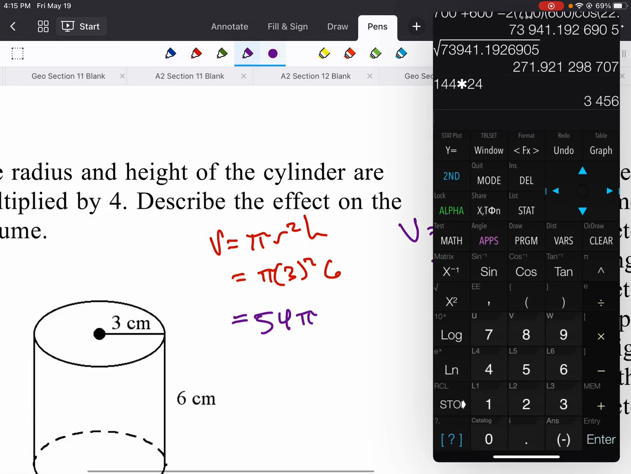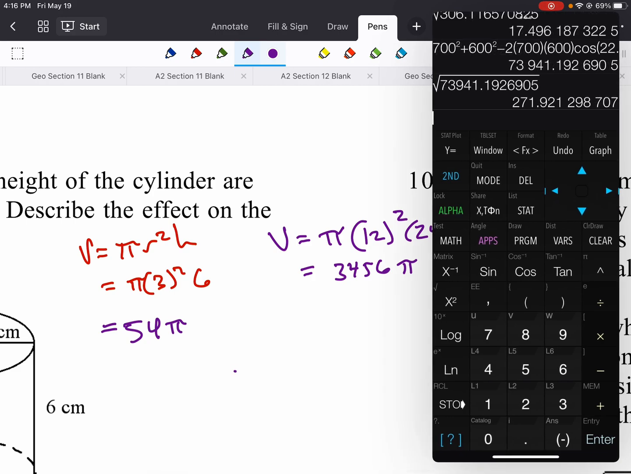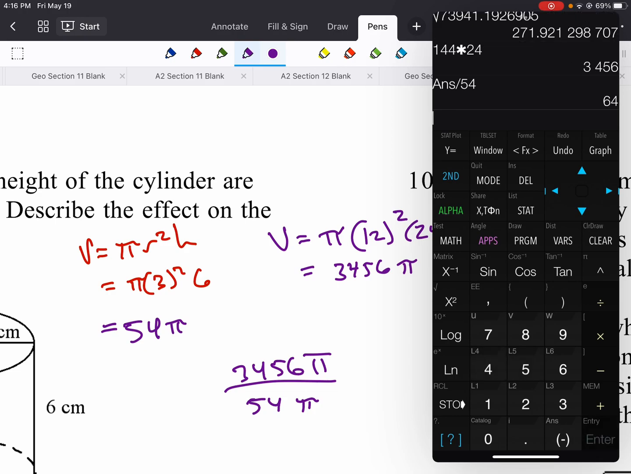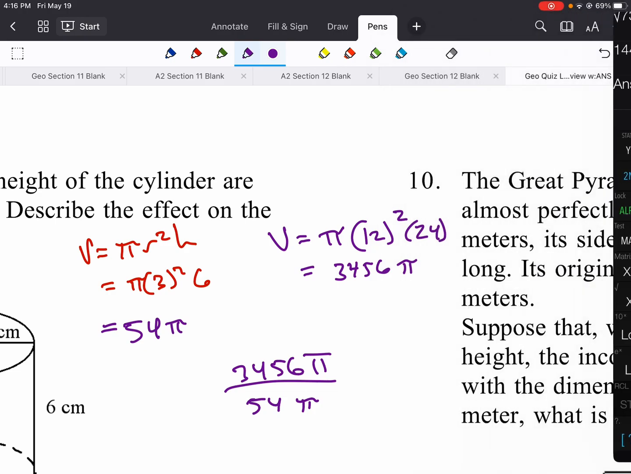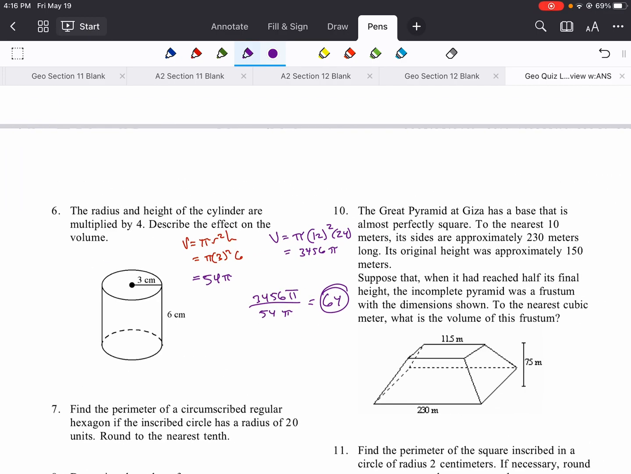And then you say to yourself, well, how do these two numbers compare? Well, you can divide them. And 3,456 pi over 54 pi, that's going to equal 64, I bet you. Okay, so divided by 54, and we get 64. This is what you're doing. Your volume increases by a factor of 64.